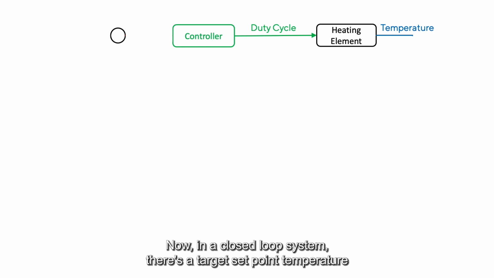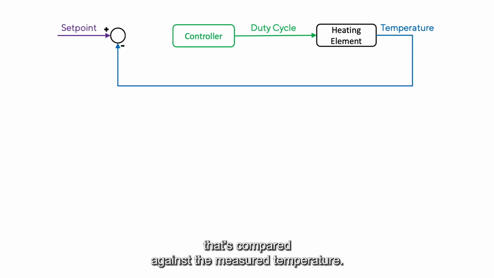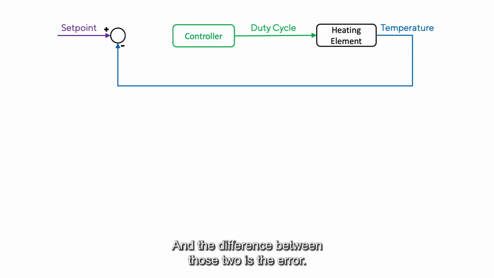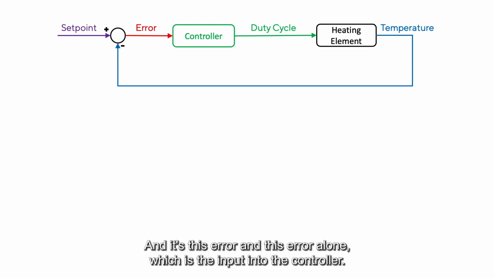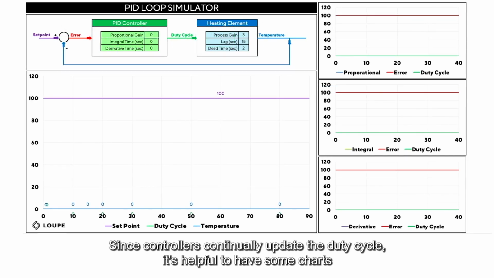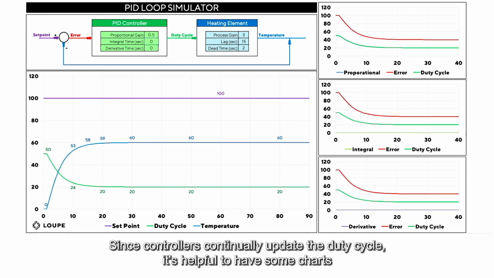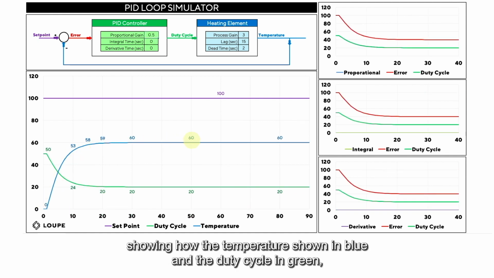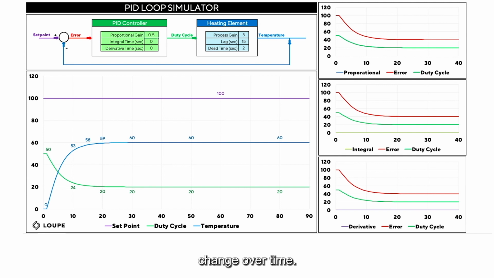Now, in a closed loop system, there's a target set point temperature that's compared against the measured temperature. And the difference between those two is the error. And it's this error and this error alone which is the input into the controller. Since controllers continually update the duty cycle, it's helpful to have some charts showing how the temperature, shown in blue, and the duty cycle, in green, change over time.